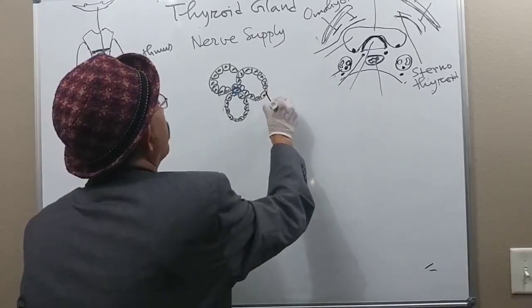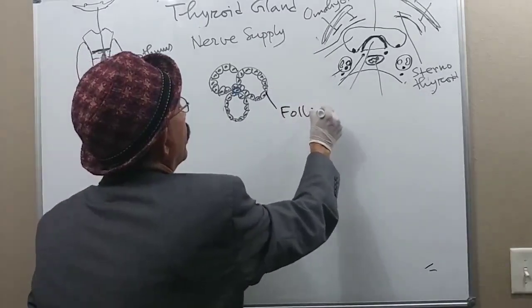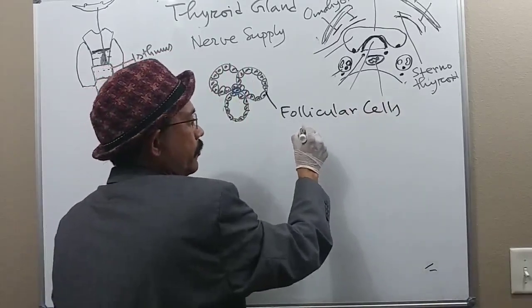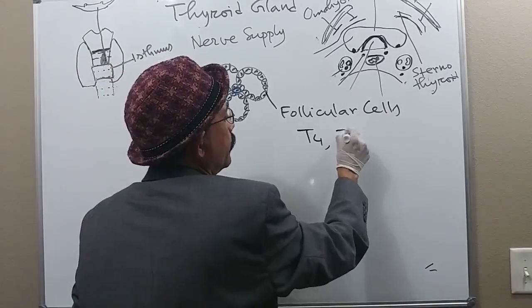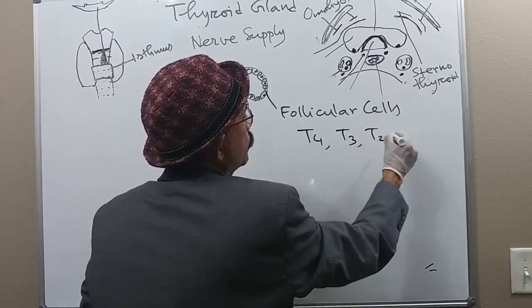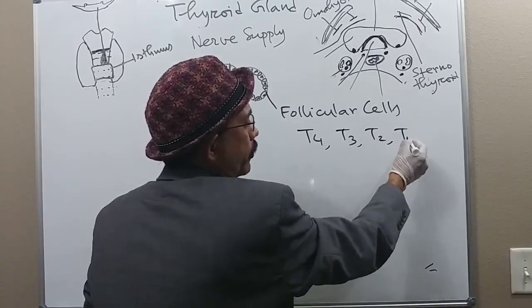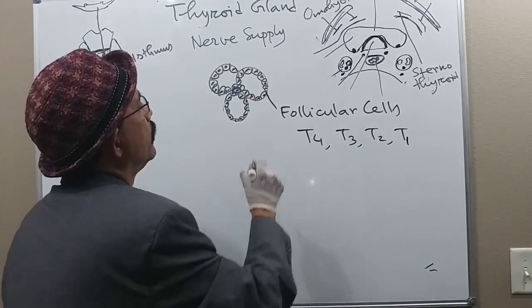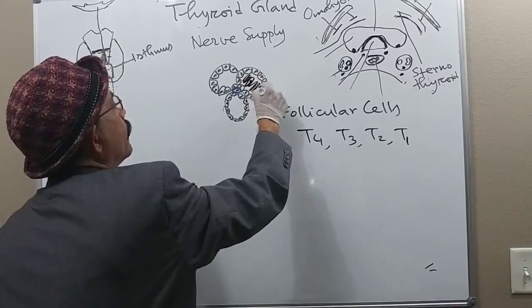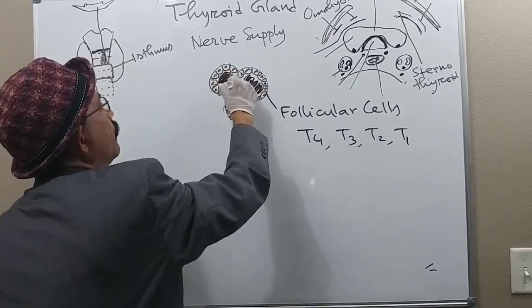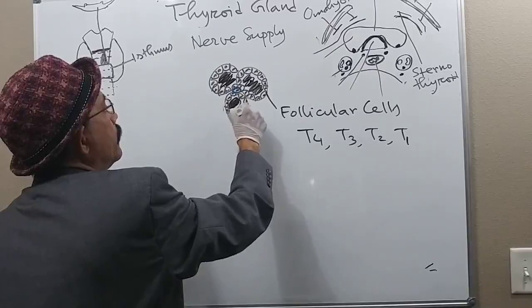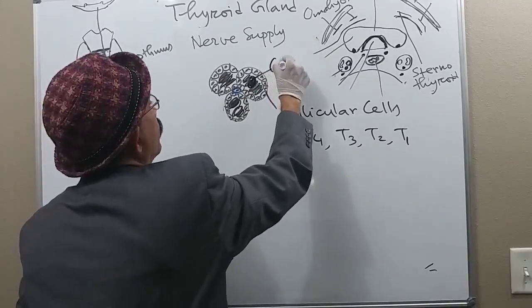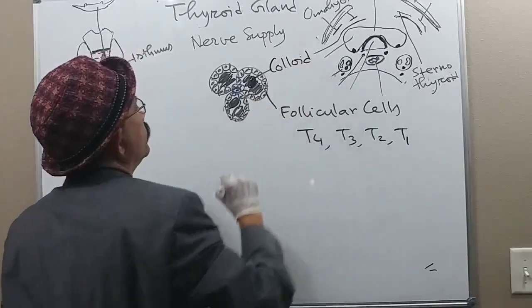Follicular cells are associated with synthesis of T4, T3, T2, T1, that is monoiodotyrosine, diiodotyrosine, triiodothyronine, thyroxine. This is colloid. This is protein-rich fluid, colloid.